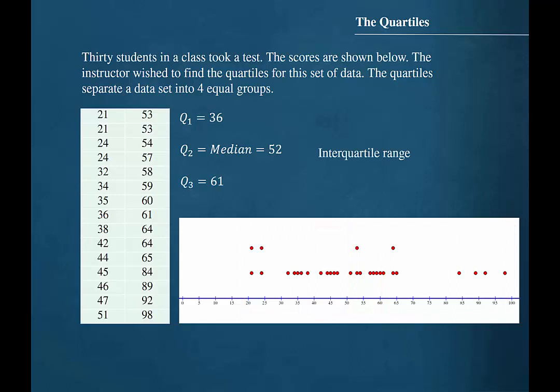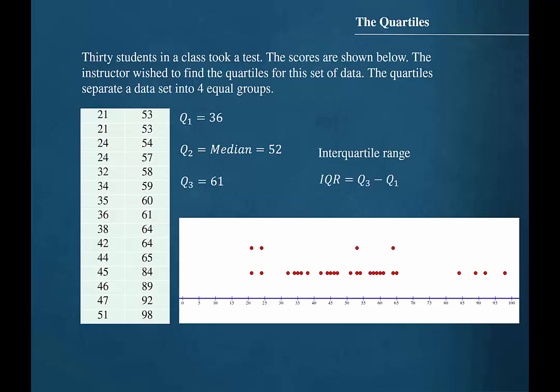In addition to dividing the dataset into 4 equal groups, quartiles can be used as a rough measure of variability. This measure of variability, which uses quartiles, is called the interquartile range, and is the range of the middle 50% of the data values. The interquartile range is abbreviated IQR.